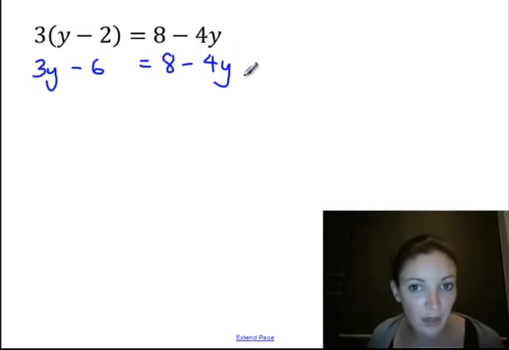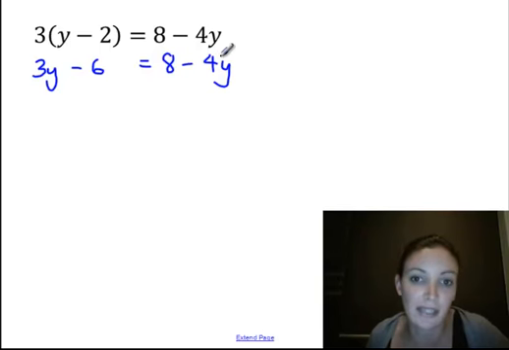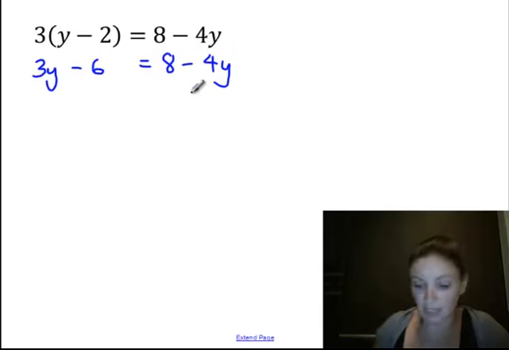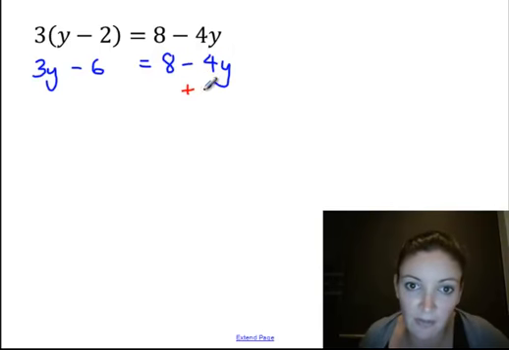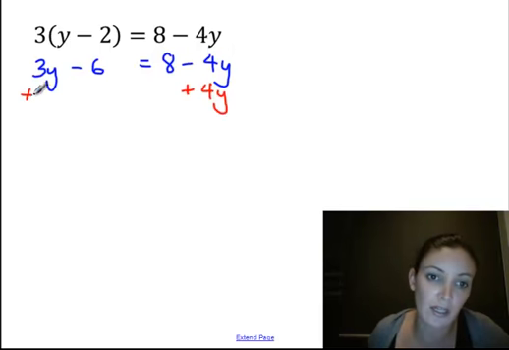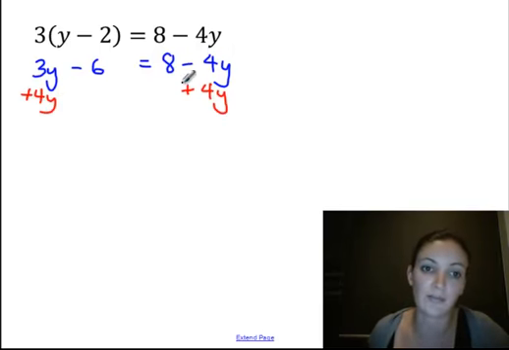So remember from the last video, we looked at the coefficient of the variables. The coefficient of y here is 3, and the coefficient of y here is minus 4. So minus 4 is the smaller one, so we're going to get rid of that one on the right-hand side first. Because I've got minus 4, in order to make that 0, I need to add 4y to both sides. Okay, and whatever I do to one side, I have to do to the other.